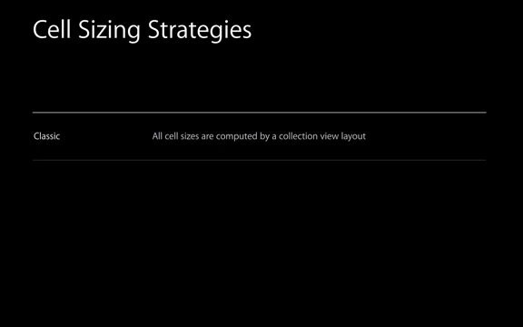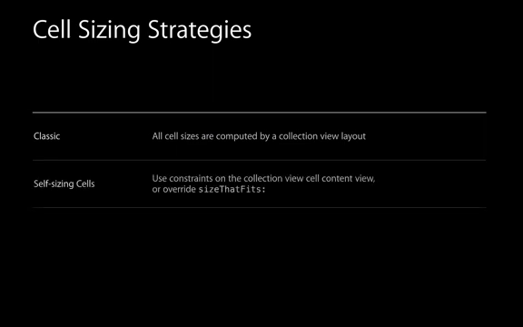So how do you size cells with UI collection view? The usual way, the classic way to size items on screen with a collection view is to actually have the layout compute items sized and positioned on screen. So in that case, and that was what was happening with iOS 6 and iOS 7, the collection view layout decides everything. The cell is just, we are just enforcing a size for this cell. So in iOS 8, we're adding this self-sizing cells mode, which means that just like with table view, you can actually use constraints on your cell content view, or if you're using manual layout, you just have to override size that fits.